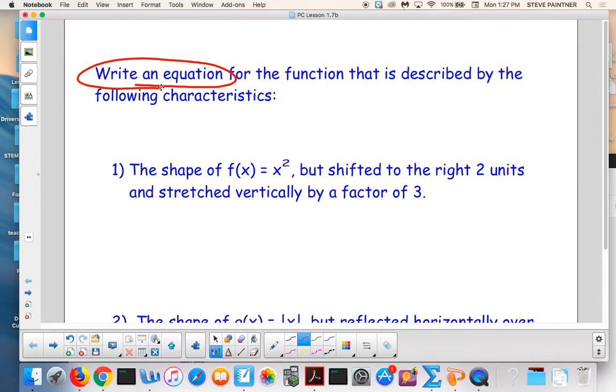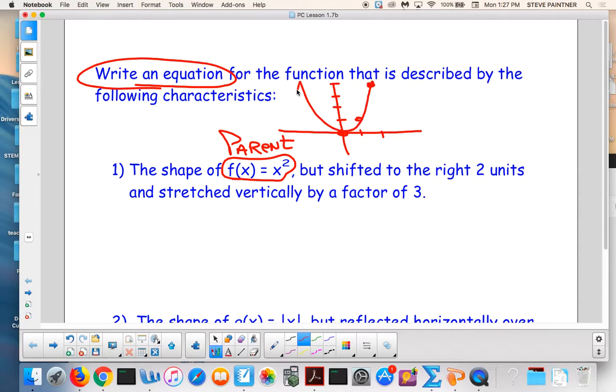The shape of f of x equals this. So this becomes your what? Parent. Take your parent, which you know, because it's x squared, kind of looks like this. Okay, take your parent, but shift it to the right 2 units and stretch it vertically by a factor of 3. Write the equation. I told you what to do to the parent, now write the equation.